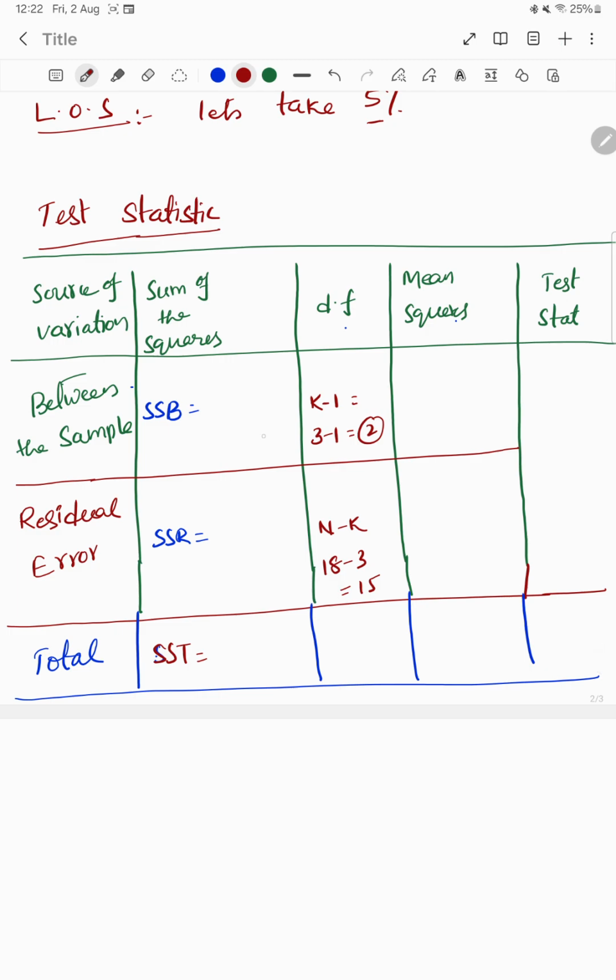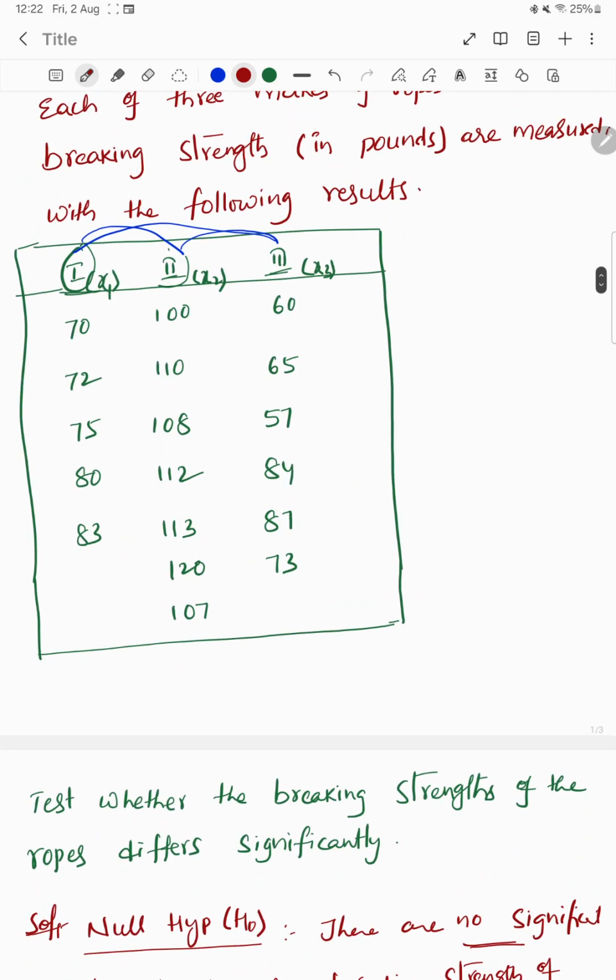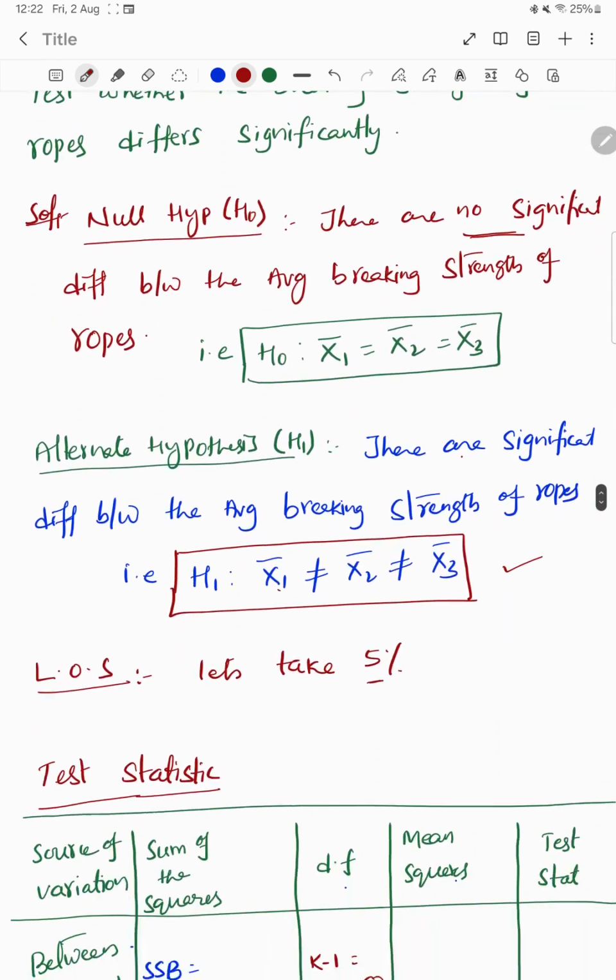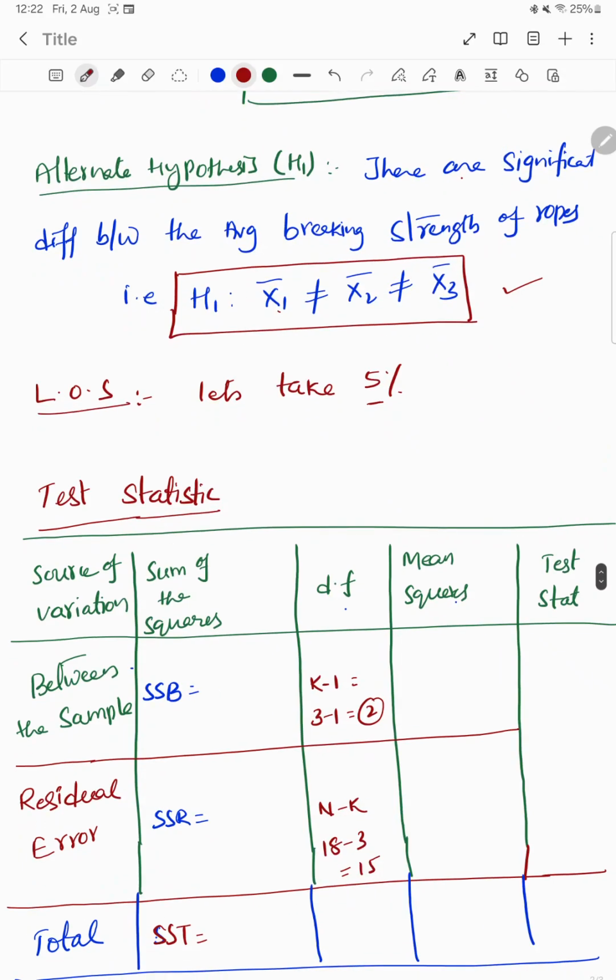So degrees of freedom for between the samples. There are 3 samples now, in this example 1, 2, 3. So between the samples, degrees of freedom is always total samples minus 1. So it will be 3 minus 1, which is equal to 2.